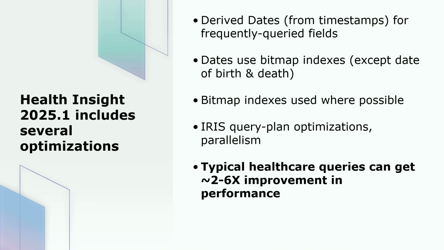So in typical healthcare queries that we see, you can expect, not a guarantee because your data might be different, but in most typical cases, that if you upgrade to the latest version of Health Insight, your query performance should be 2 to 6 times better. So even if you don't take away anything from all the rest of the optimization guidelines that I gave you, this is the one thing I want you to remember. Upgrade to the latest version of Health Insight, and you're going to get significantly better query performance. You don't need to think about it. We've done most of the heavy lifting for you.